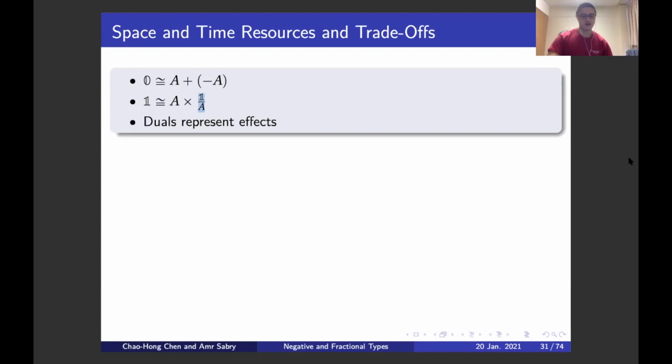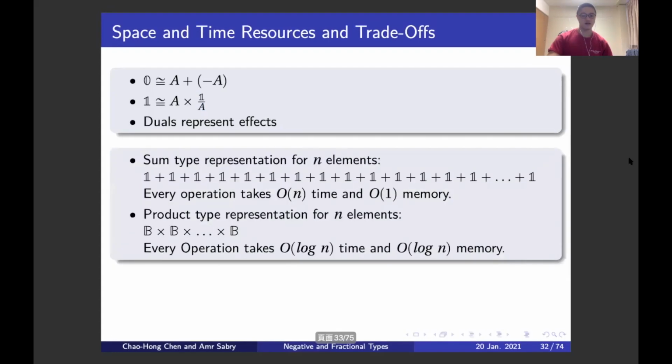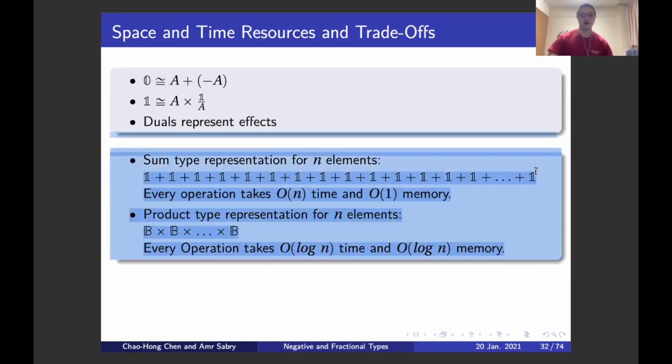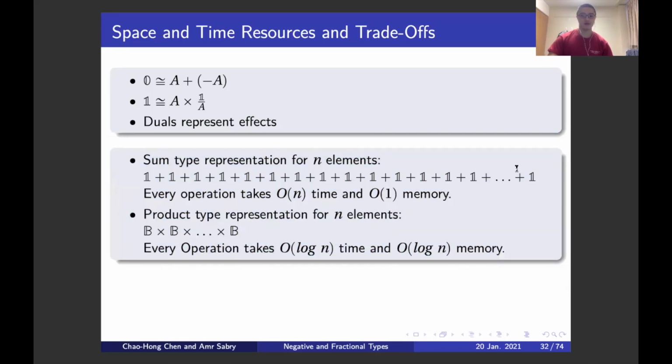So let's consider a very simple example. If we want to represent n elements using some type, we can represent it using n unit types summed together. And for the same thing in product types, we can use Booleans. So we only need log n Booleans.